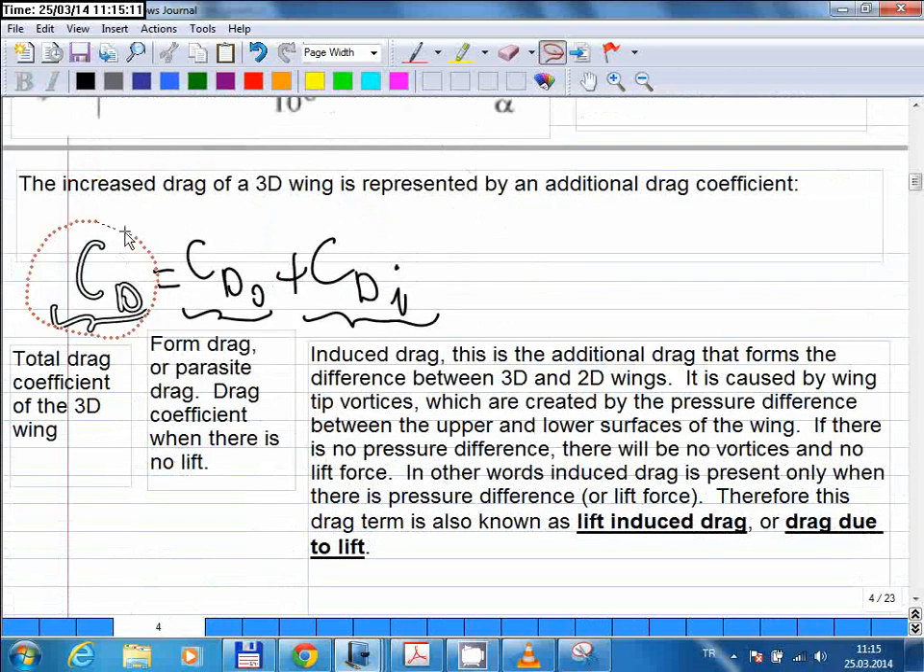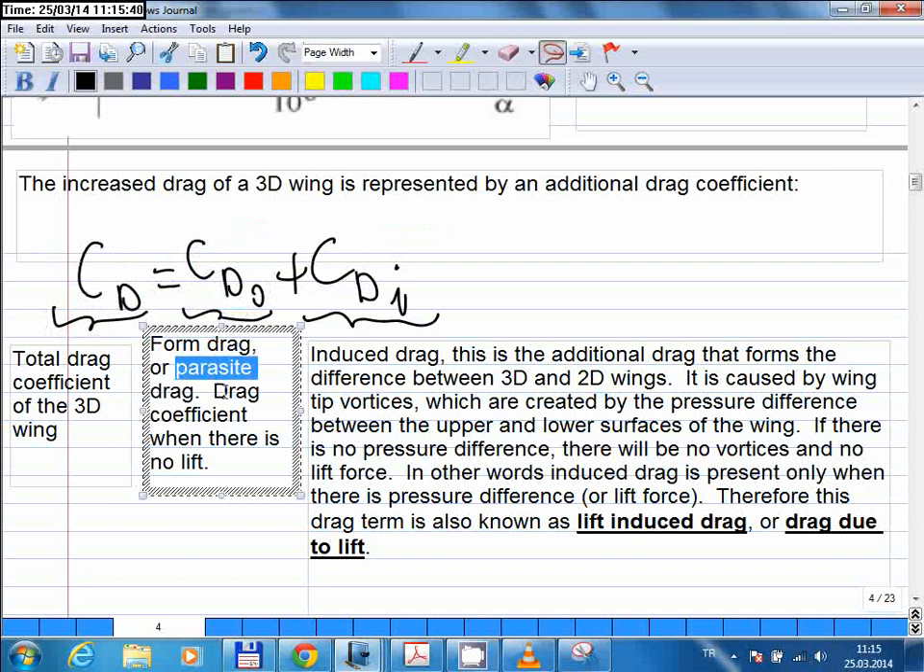This is our drag coefficient, and we divide it into two components. We call the first one CD0, and the second term is called CDI. And so the sum of these two components give the actual drag coefficient. So this is what you need to use for your calculations. The first component is called the form drag, or it is called parasite drag as well. This is the drag coefficient when there is no lift. When the aircraft produces no lift, you get a certain amount of drag, and the coefficient corresponding to that drag term is this one here.